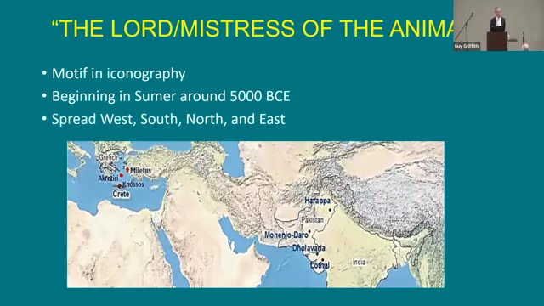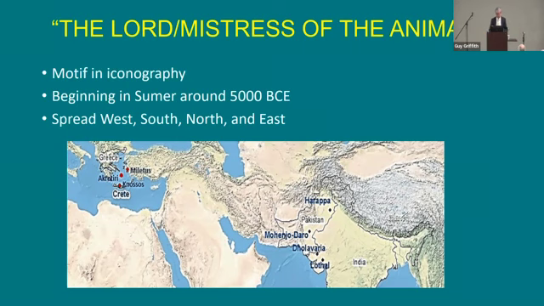So first, I want to introduce the motif called the Lord of Animals motif, or the Mistress of Animals. This is a motif we find in iconography, starting about 5000 BCE in ancient Sumer. Then it spread from there eastward to India, the Indus Valley, to Harappa, and westward to the Aegean, north to Anatolia, and south to Egypt. Widespread from 5000 BCE to about 200 of the Common Era.